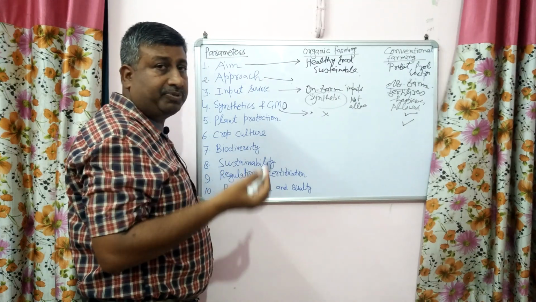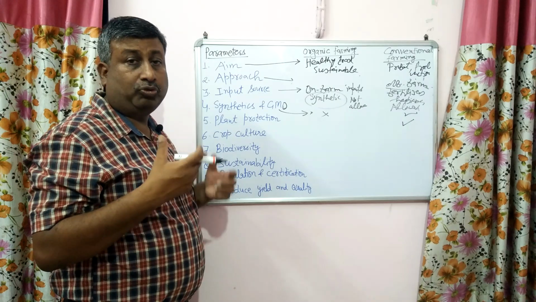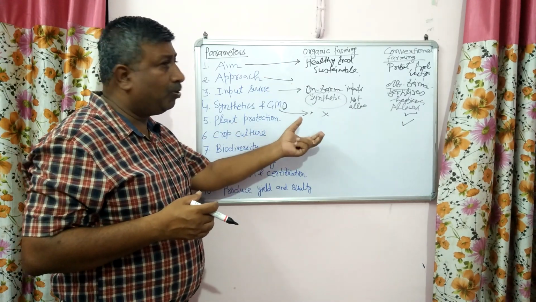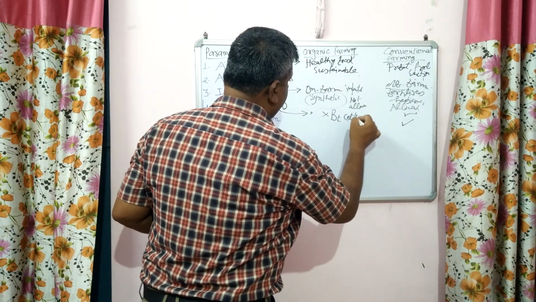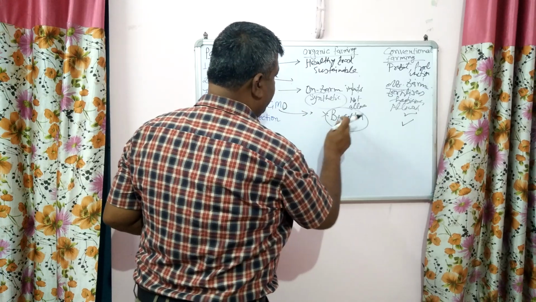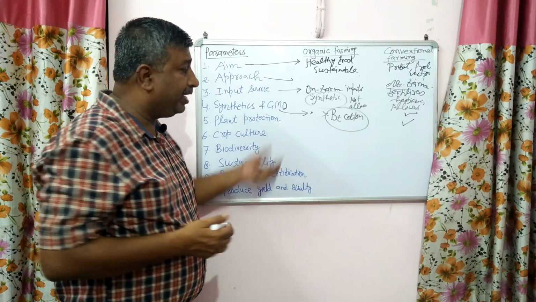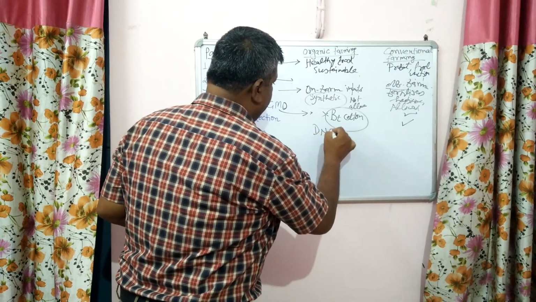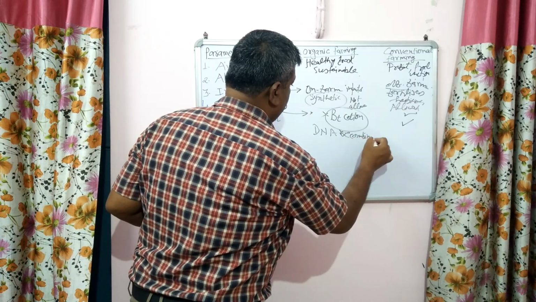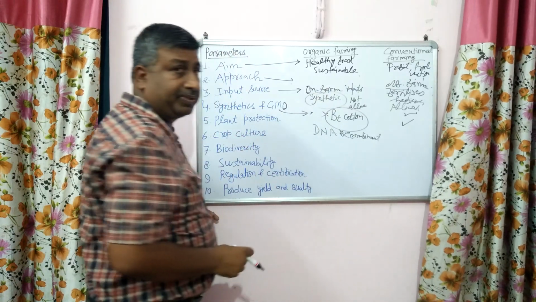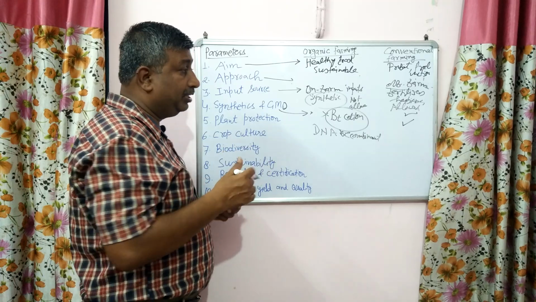GMO, genetically modified crops like GM cotton, BT cotton, BT corn, BT soybean, are not allowed in organic farming. BT cotton is not allowed because it is produced not by a natural process but by a synthetic process. DNA recombinant technology is used in BT cotton. This DNA is not naturally present. There is artificial recombination. That's why BT cotton is not allowed.